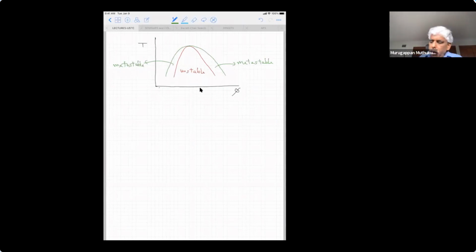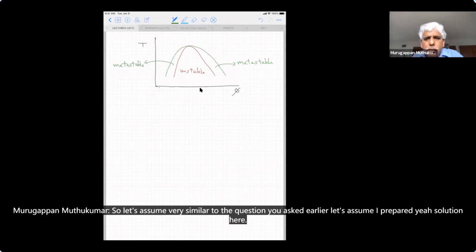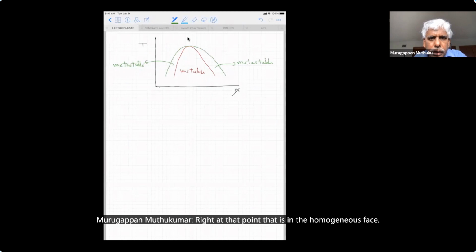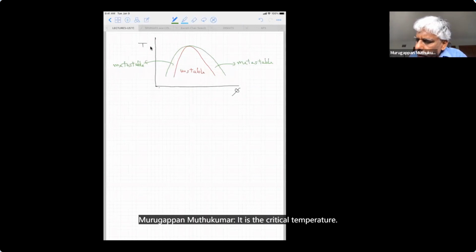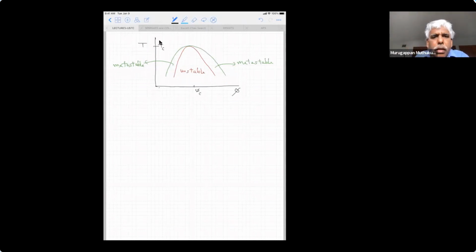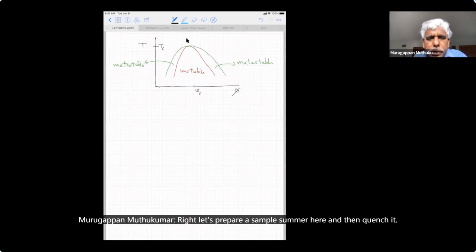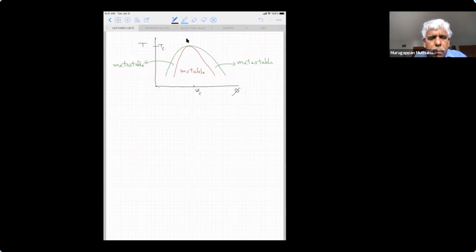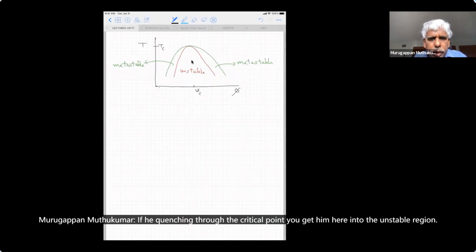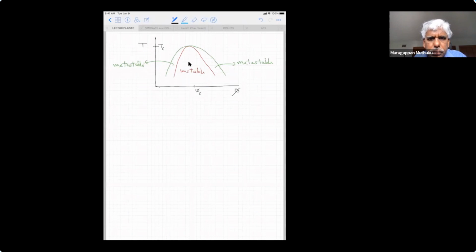Okay. So let's assume, very similar to the question you asked earlier, I prepare a solution here, right, at that point, that is in the homogeneous phase, above the critical temperature. Okay, so this is the critical temperature, and this is, of course, phi critical. Right, let's prepare a sample somewhere here and then quench it. If you quench it through the critical point, you get in here into the unstable region.